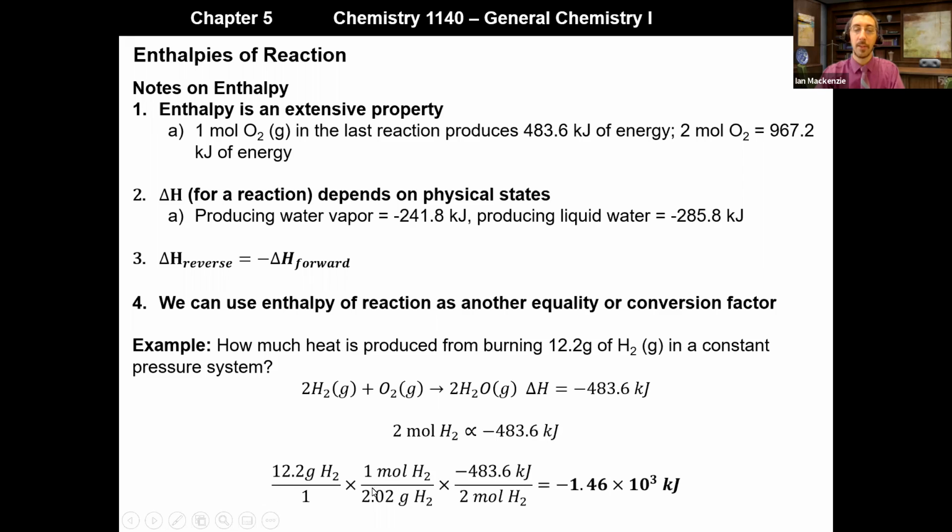I multiply everything through, the grams cancel, the moles cancel, and I'm left with negative 1.46 times 10 to the third kilojoules. That's the amount of energy that would be given off. The negative sign indicates that it's given off. And this is how I can use enthalpy of reaction as a conversion factor.